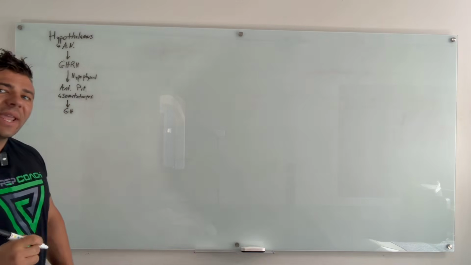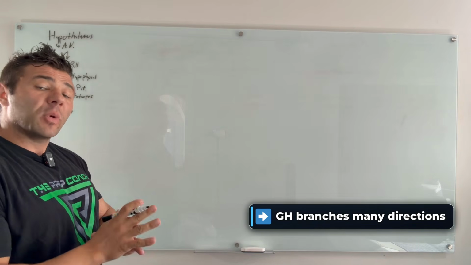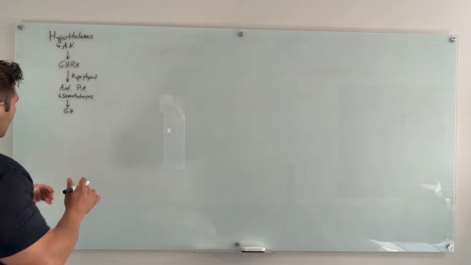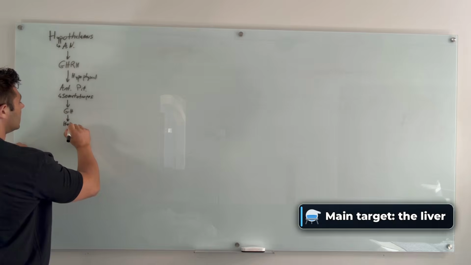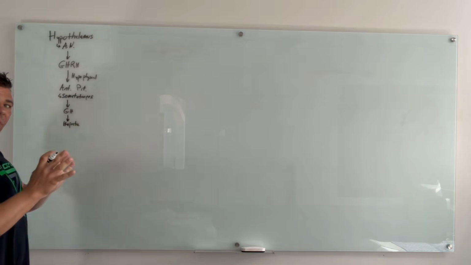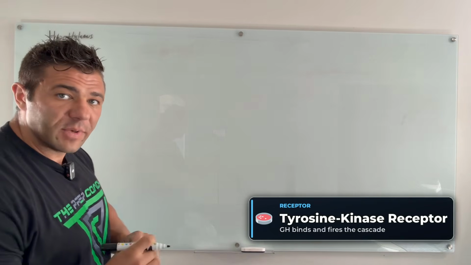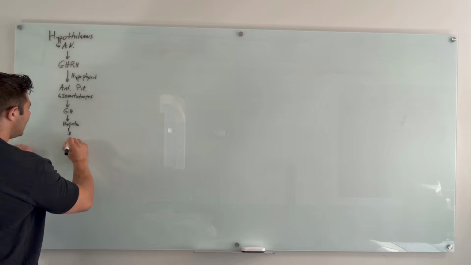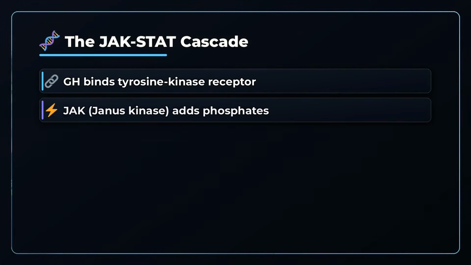Now, growth hormone can bifurcate, trifurcate, go in a bunch of different directions. The main one we're going to focus on here is the interaction in hepatic tissue, so the liver. And in the liver, we see it binding with a tyrosine-like kinase receptor. So we're seeing it binding to that receptor and causing the initial cascade you've heard of, JAK. So the JAK-STAT cascade starts here.